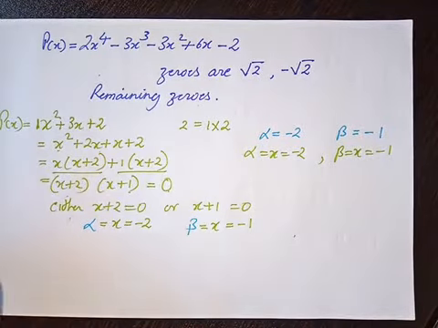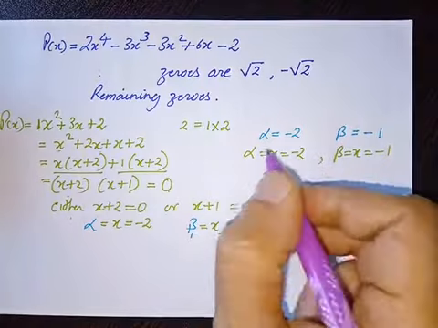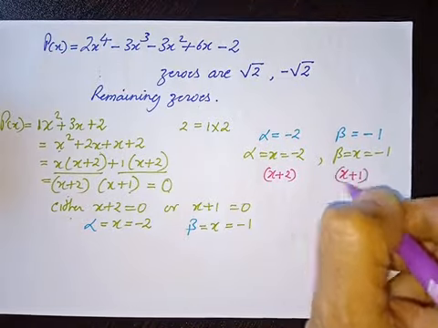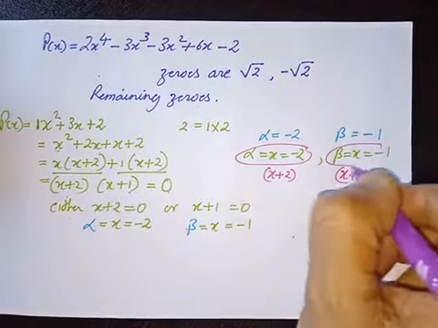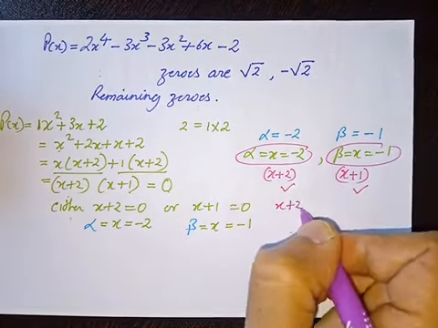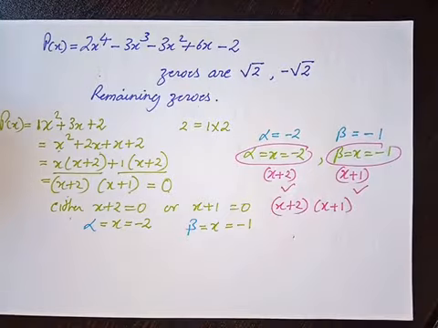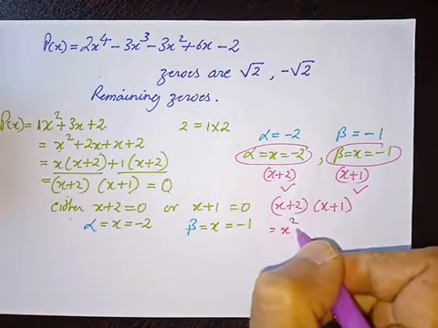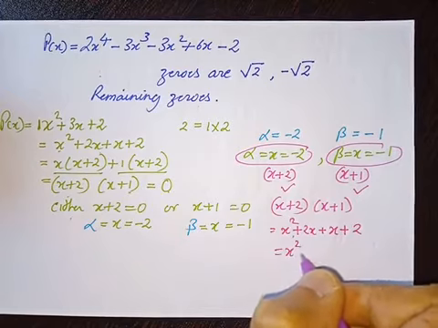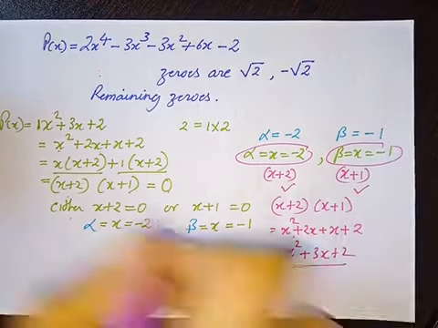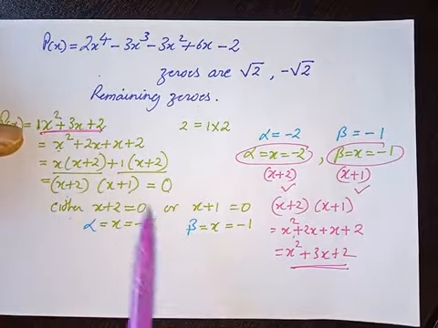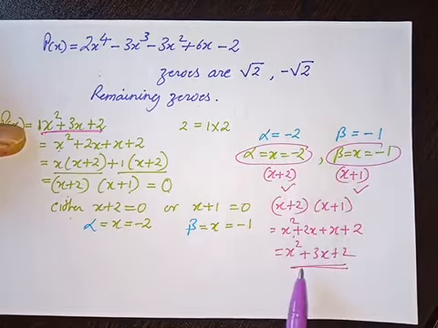Now on transposing 2 to the left hand side, we get x plus 2 and x plus 1. So from roots we get factors, and on multiplying these two factors, that is x plus 2 and x plus 1, let us see what we get. We get x square plus 2x plus x plus 2, that is x square plus 3x plus 2, the same polynomial. So from the polynomial we can find out the roots, and if the roots are given, we can write down the polynomial.